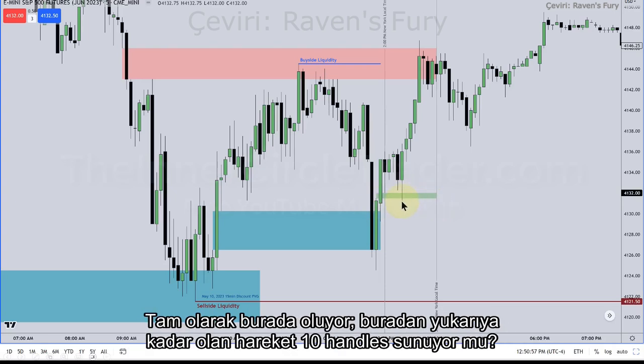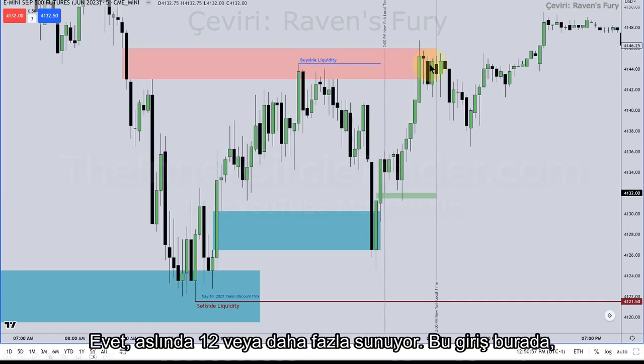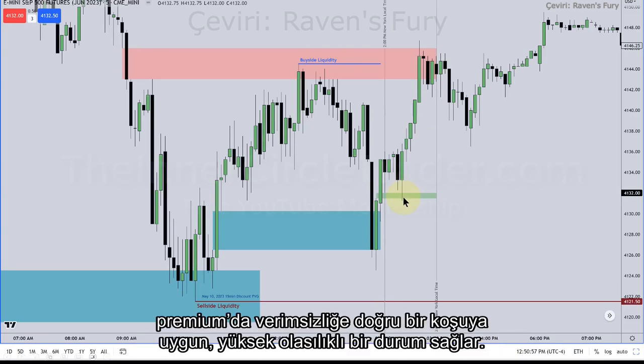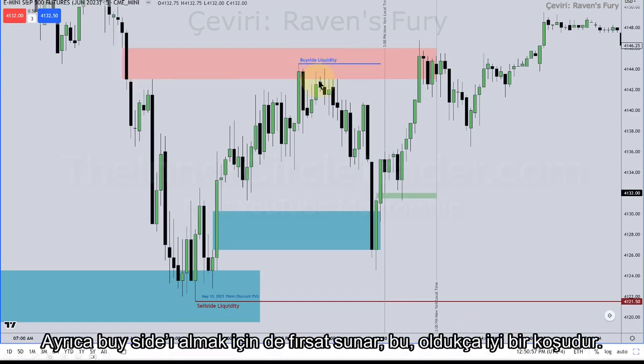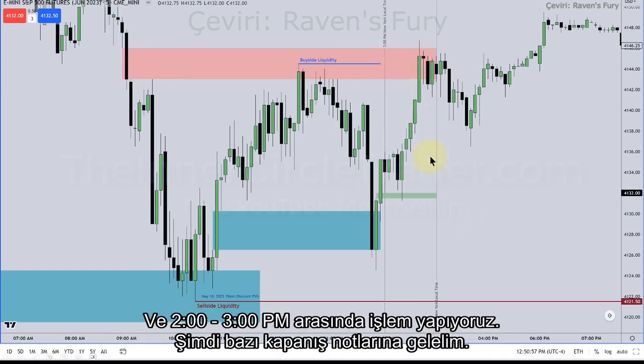That's happening right there. So from here all the way up to here, does that offer 10 handles? Yes, it's actually offering 12 or more. So this entry here is a high probability condition that lends well to a run into inefficiency in the premium and to take buy side out as well. So that is a very handsome run there, trading between 2 o'clock and 3 o'clock.